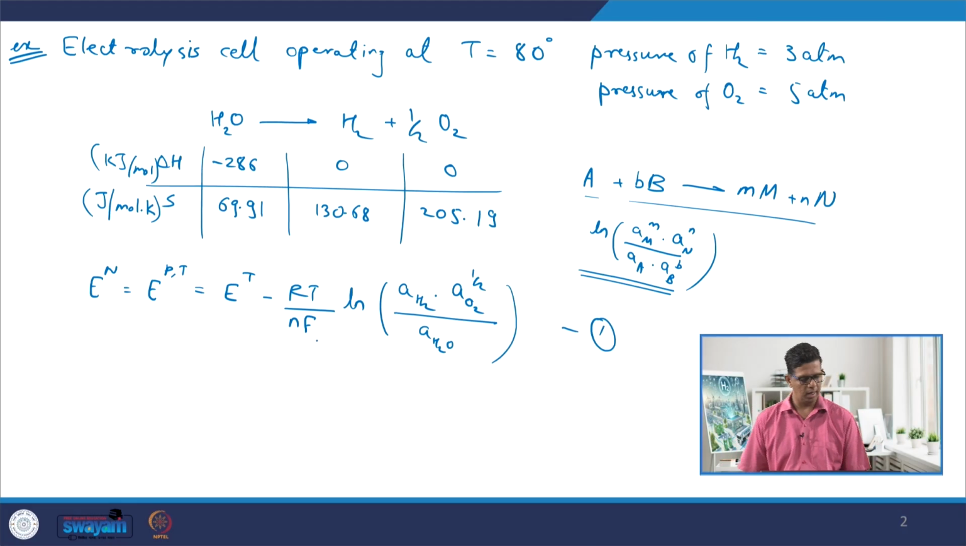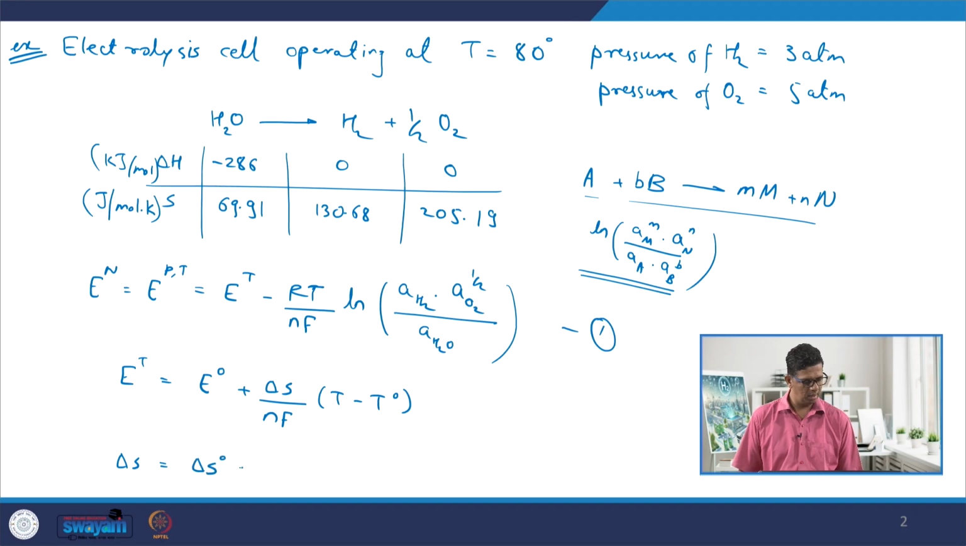n is 2 here and F remains the Faraday's constant. T is your operating temperature, which is 80 degrees Celsius, that is 353 Kelvin, and we now have to find out E_T. E_T is nothing but E naught plus the entropy change incurred in this reaction times the temperature difference, T minus T naught. As we can understand, this entropy change is the entropy change at STP plus the integration of heat capacity, which is a function of temperature, divided by T, dT, when varied from T naught to T.